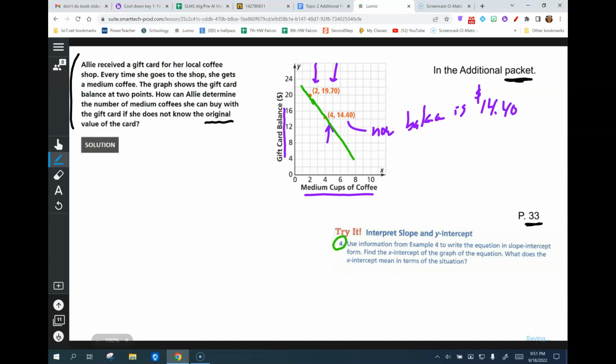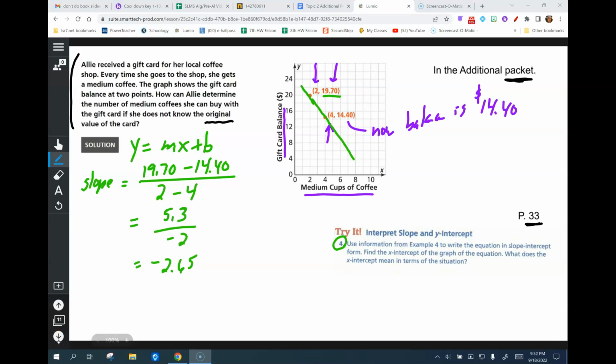So here we go. Well, what do we do first? If we have 2 points, first thing we do is we write y equals mx plus b so we can refer to it. And what are we going to find? Slope, exactly. So what's our slope? Our m. So let's take our values. I'm going to just take it from top to the bottom. 19.70 minus 14.40 over, if I chose 2 first, I have to choose 4, and find that slope. So we found out our slope was -2.65.